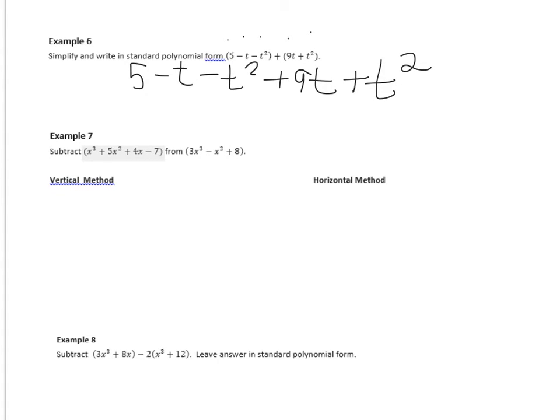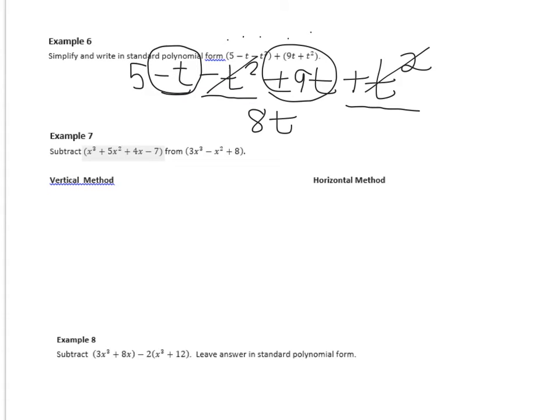You'll notice you have 2 terms that have a t squared in it, negative 1t squared and positive 1t squared. Well, we know that negative 1 plus positive 1 is 0. So these terms cancel out. You no longer have t squareds. You also have a negative 1t and a positive 9t. Those can be combined. 9t take away 1t leaves you with 8t. And now you have a positive 5 that you're just going to hang off the end. You're left with a 2-term polynomial, so it's a binomial.